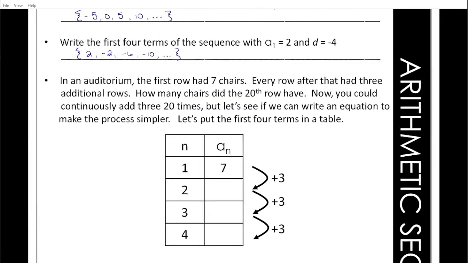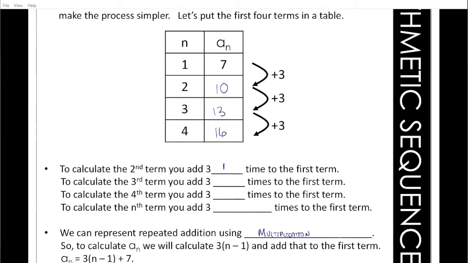So you can kind of see in the table, n is our number of rows, a_n is our chairs, right? So the first row's got 7. We're adding 3 gets us to 10. Add 3 gets us to 13. Add 3 gets us to 16. So to calculate the second term, we added 3 to the first term. To calculate the third, you would add 3 twice to the first term. To calculate the fourth, you would add 3 times to the first term.